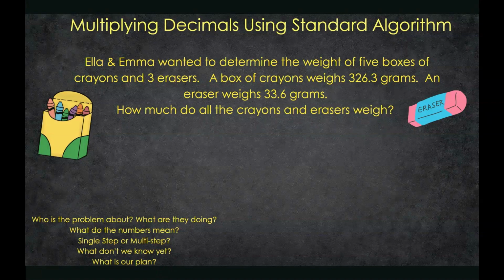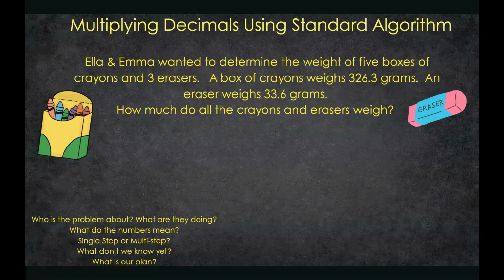Is this single step or is this multi-step? Well, based on all the numbers that I see, 5, 3, 326.3, 33.6, there are 4 numbers in this problem. That tells me this is a multi-step problem. And remember, in multi-step problems, there are always things we don't know. Our job as mathematicians is to ask the question, what don't I know?